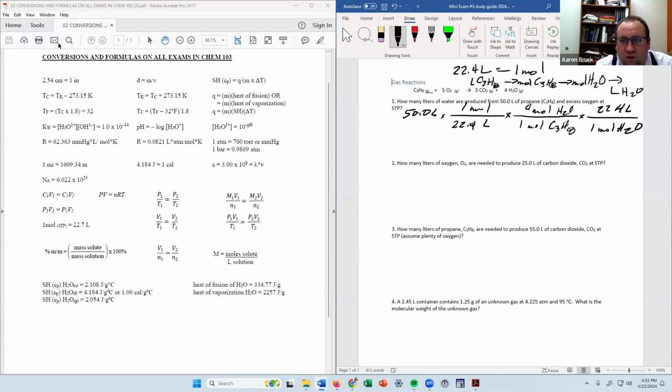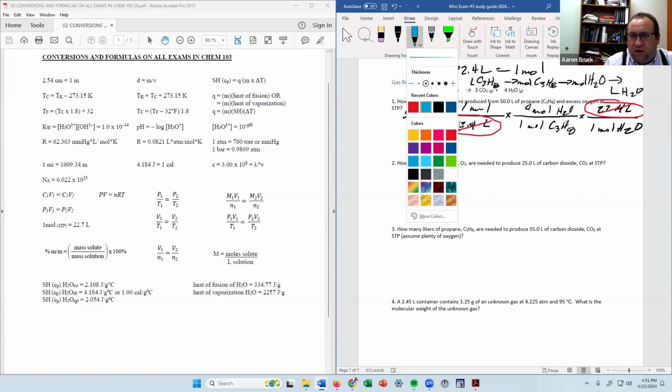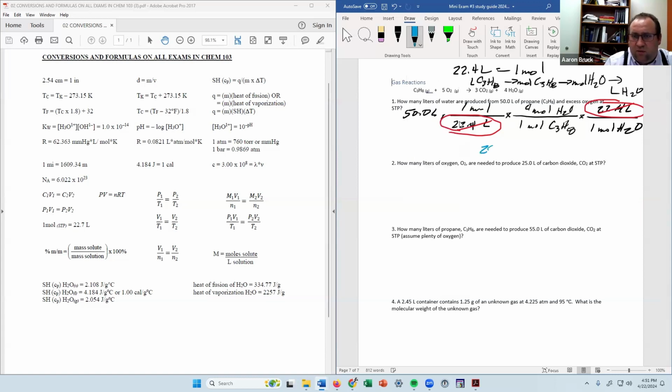Now, one important thing I want you to notice here, really important. If my stoichiometry takes me from gas to gas at STP, look what's happened here. I'm dividing by 22.4 here and then multiplying by 22.4 here. I can negate those. In a case where I'm doing stoichiometry from gas to gas at the same conditions, the relationship between the two is all about the mole relationship. And so the correct answer is whatever 50 times 4 is, and that would be 200 liters of water. 4 times 50 is 200.